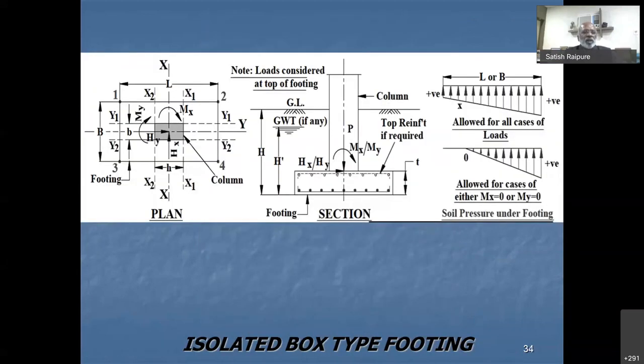This is a very typical picture of an open footing, a column and footing, which is designed for different loads. You can see here the moment in both directions, horizontal force in both directions, and the vertical force. You can see here that the pressure is always positive. Tension is not allowed to occur in the foundation in any case.